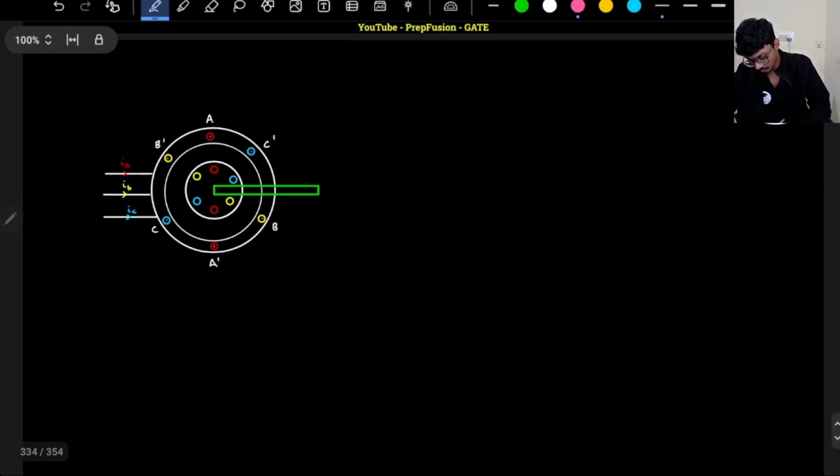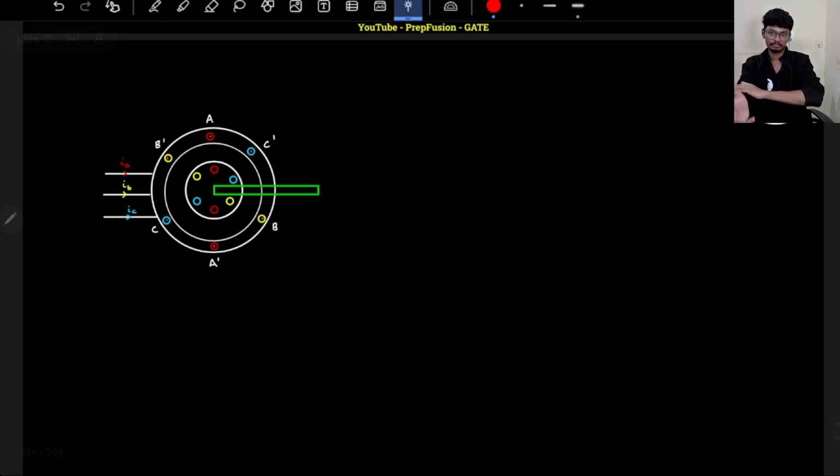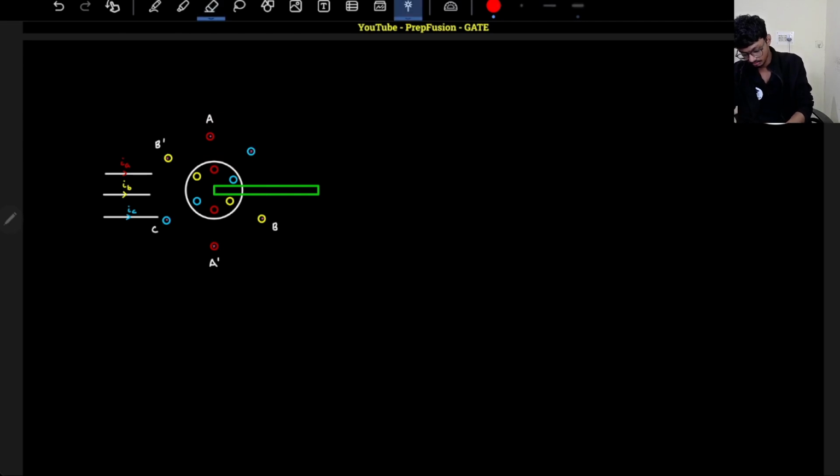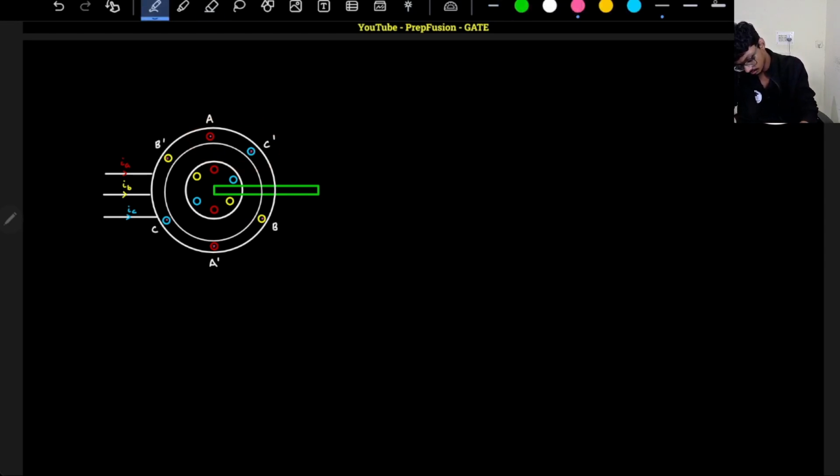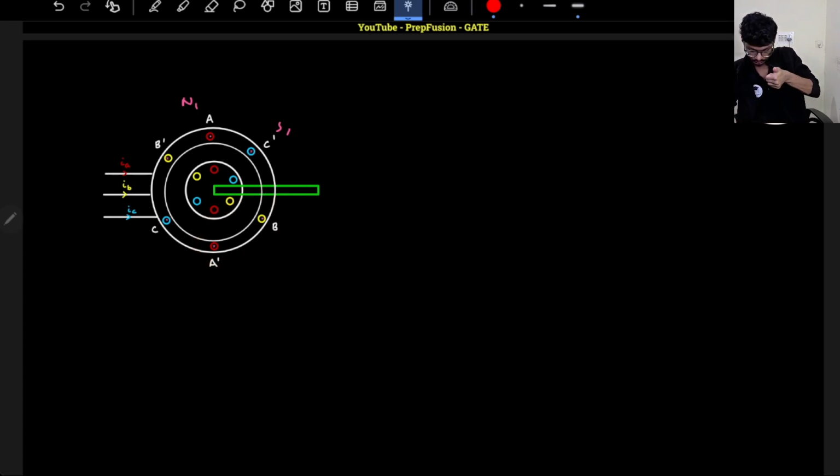Now one thing you notice: what is the direction of pole? These two combined will make a pole in this direction, in the top. So here a north pole and south pole will be created, N1 S1, and these two also will create a north pole and south pole. Because this is dot and this is cross. So the axis of the north and south pole of these windings will be somewhat like this, somewhere around here.